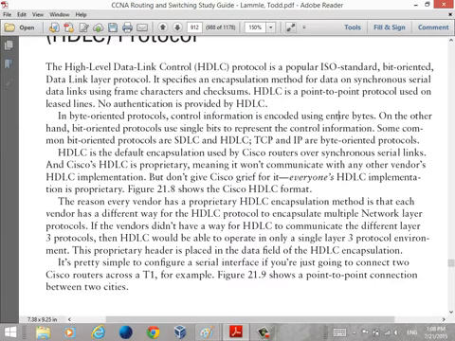Only then will you understand, read. In byte-oriented protocols, control information is encoded using entire bytes. On the other hand, bit-oriented protocols use single bits to represent the control information. Some common bit-oriented protocols are SDLC and HDLC. TCP and IP are byte-oriented protocols. Okay.